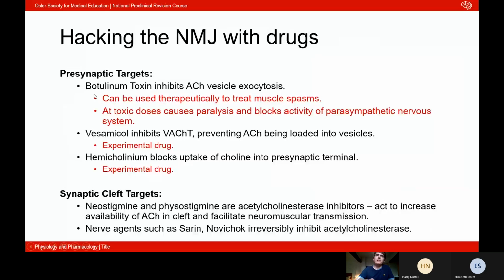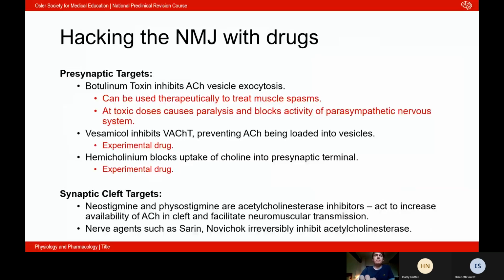A classic example is botulinum toxin, or Botox, which you might know for its use in cosmetic surgery, but it's actually a potent natural toxin, and it exerts its effect by inhibiting the exocytosis of acetylcholine vesicles. That means it can be used to treat muscle spasms, because it stops neuromuscular transmission, and in cases where that transmission is excessive, as in muscle spasms, it can be beneficial to reduce the levels of exocytosis. But at toxic doses, it's going to stop breathing.